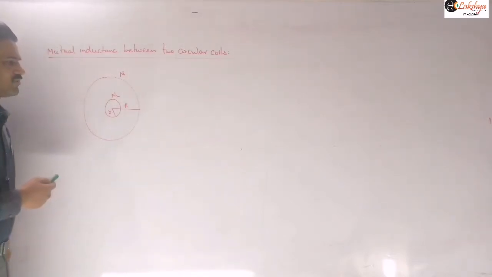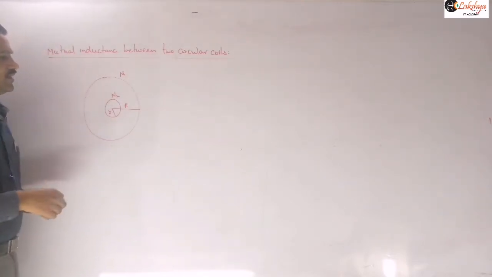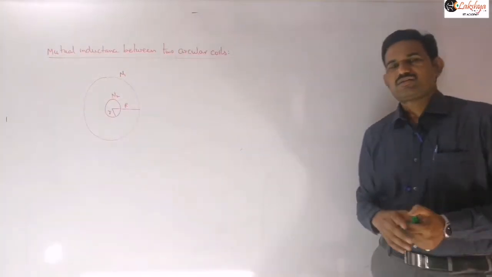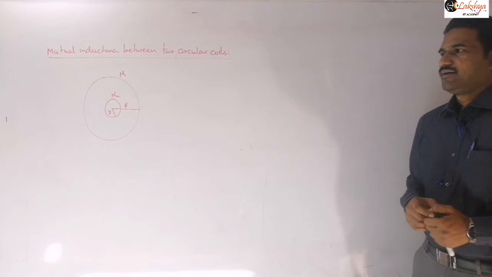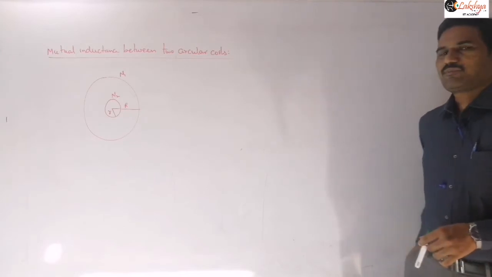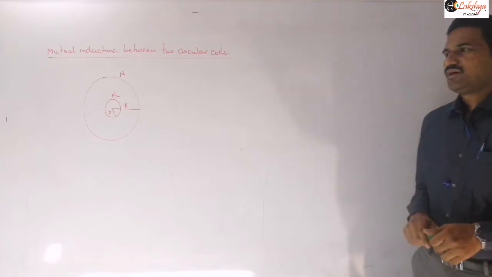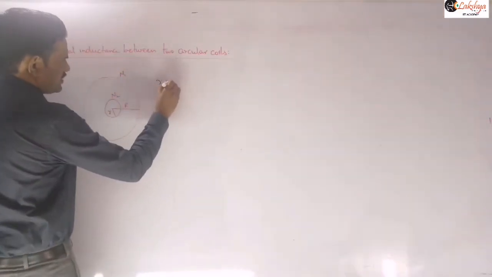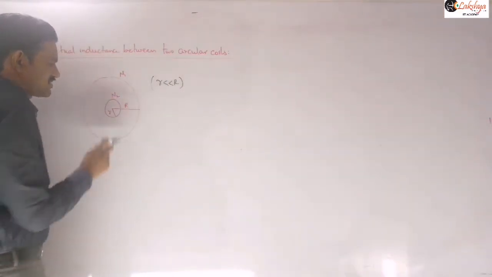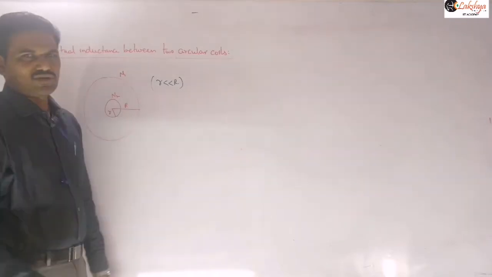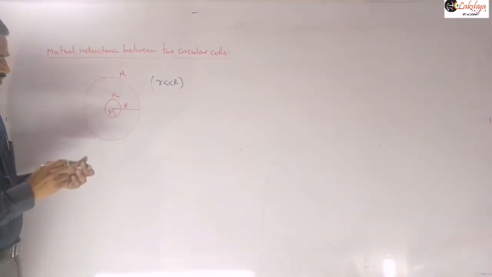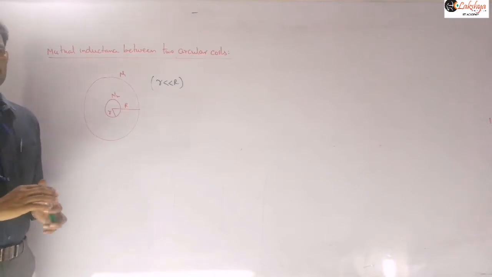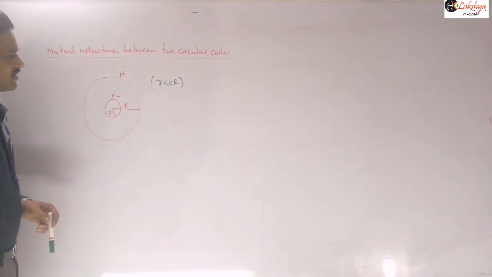Consider two concentric circular coils of radii capital R and small r. And mention this condition: small r is very much less than capital R. That means the inner coil is a very small coil, which we are assuming, having number of turns n1 and n2 respectively.